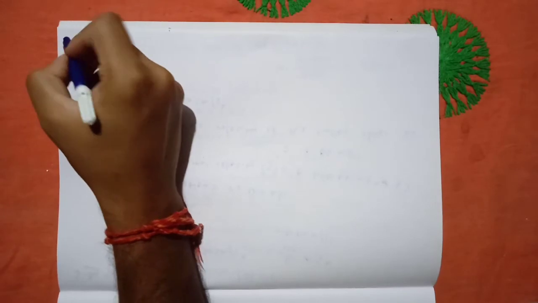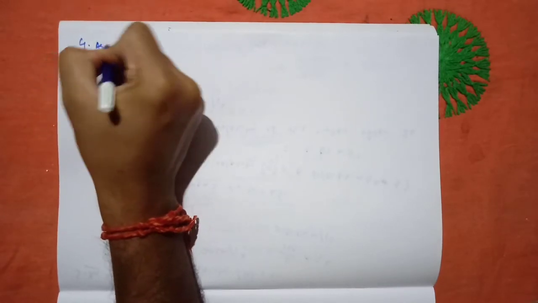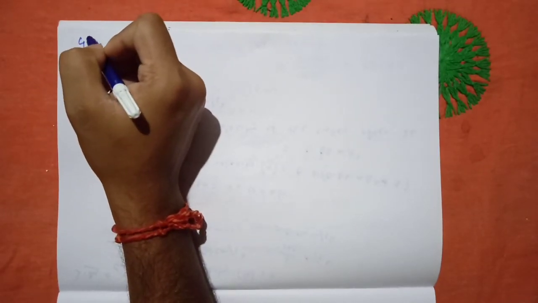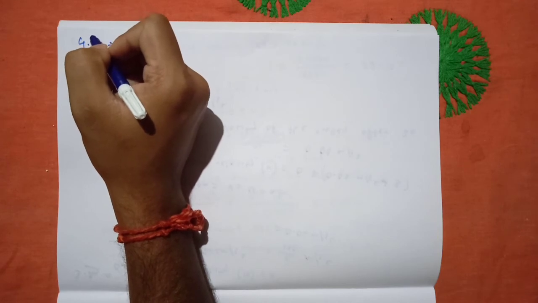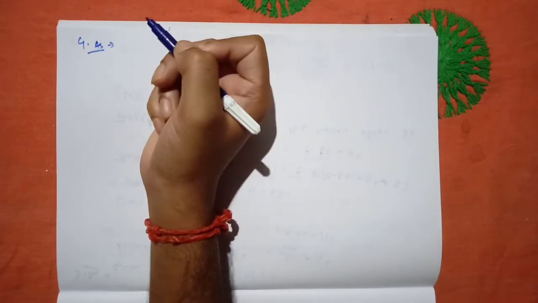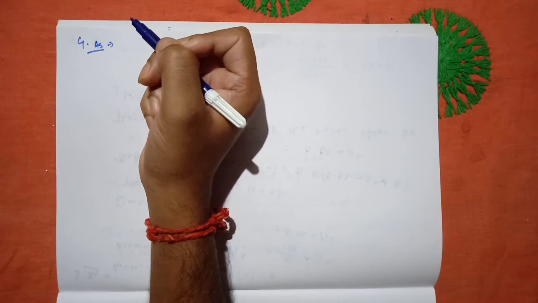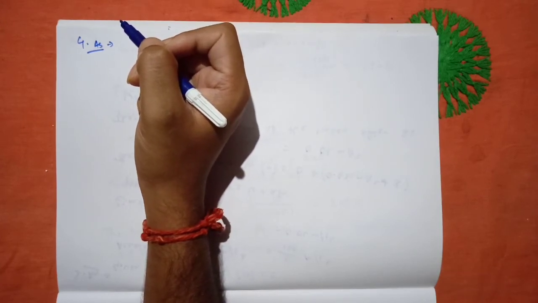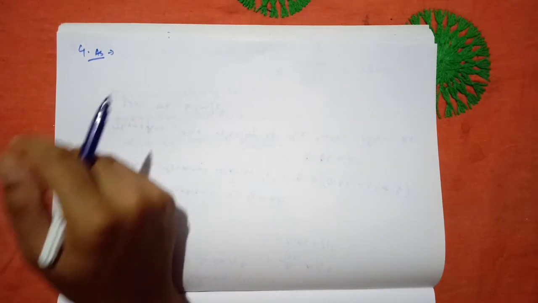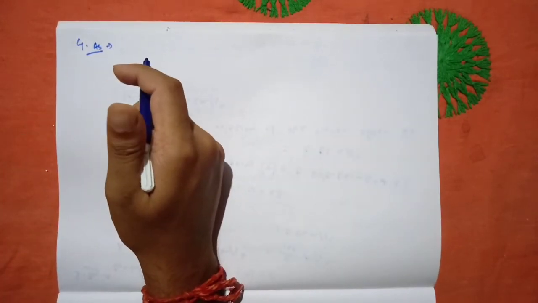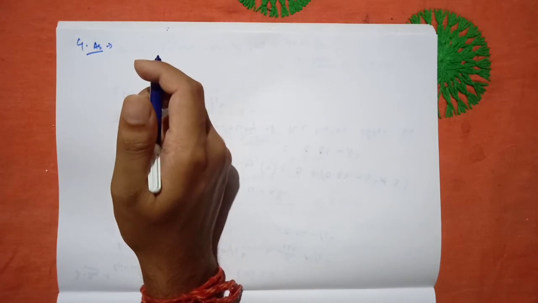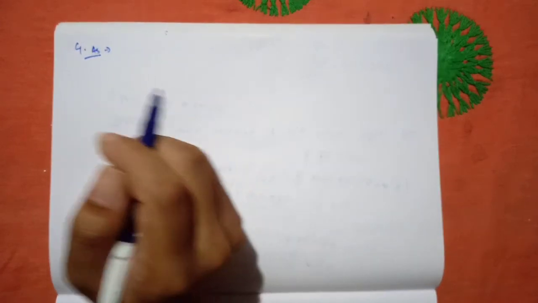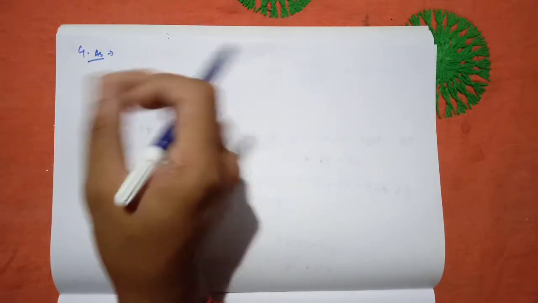Next is question number 4. In this question it is asked, a racing car has a uniform acceleration of 4 meter per second square. What distance will it cover in 10 seconds after the start? So here we have to find out the distance traveled by the car after it starts, in 10 seconds.